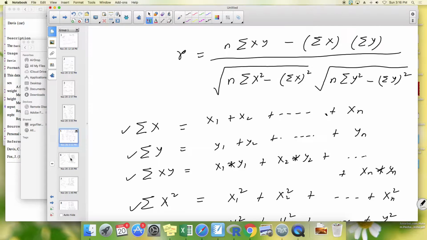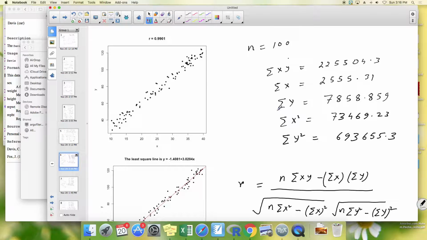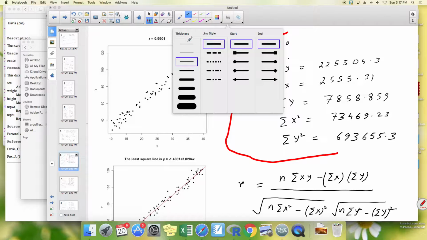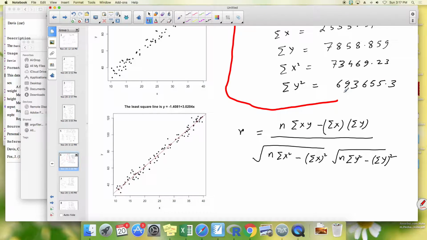So for example, take this guy. Here, actually you can see R is like 0.99, but we'll calculate that. So the question will give you this information, and then it will ask you to find out R, and you have to do it.